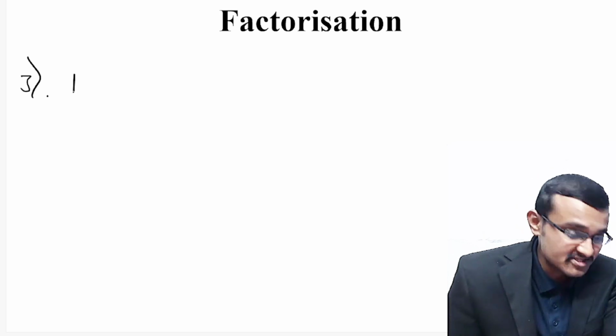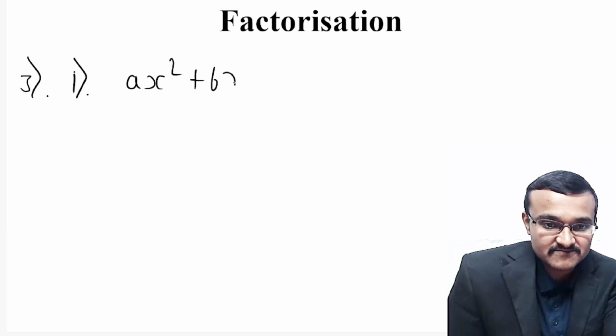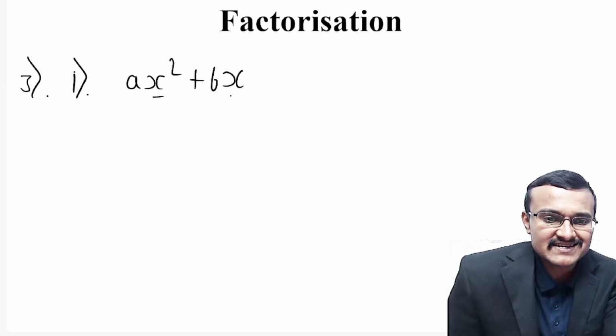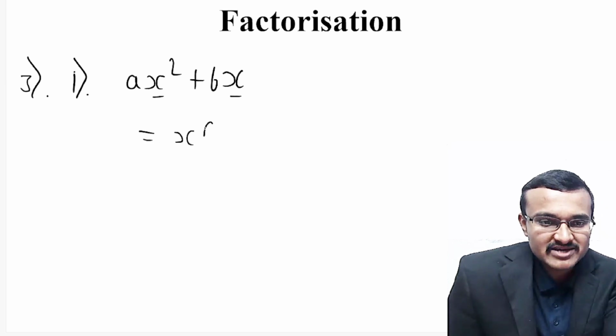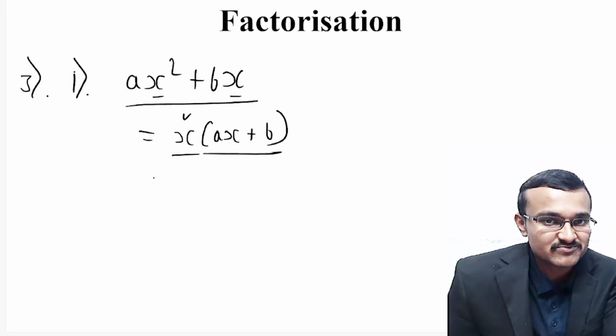So coming to the first question in this particular third question, there they have given ax square plus bx. So this is very simple. You can just take x common in this. So it will be ax plus b. So x into (ax plus b) will be the factors for this particular ax square plus bx.